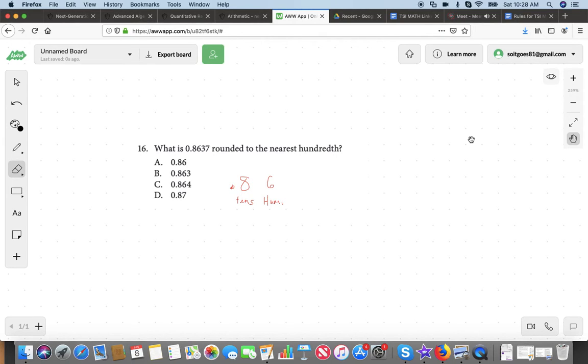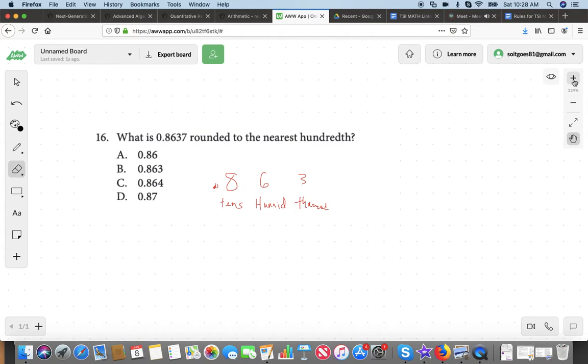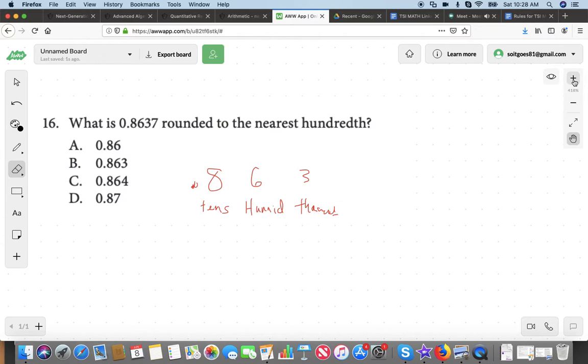And then the 6 is the hundredths. I'm going to write hundredths. And then the 3 would be thousandths. Sorry for the awful handwriting. And the 7 would be the ten-thousandths. You're just going backwards, kind of. Tenths, hundredths, thousandths, ten-thousandths. All right, so we need to round this to the nearest hundredth.